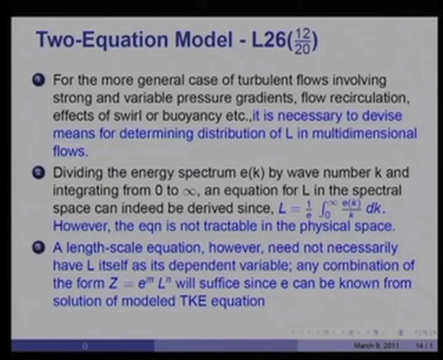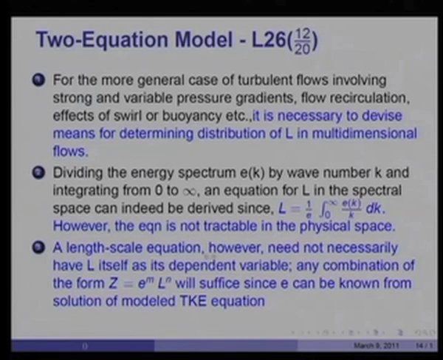So, recall the energy spectrum Ek in wave number space with wave number k, and if we divide this Ek by k and integrate from 0 to infinity, an equation for L in the spectral space can indeed be derived, since L is equal to 1 over e times the integral from 0 to infinity of Ek by k dk. Unfortunately, this equation is not tractable in physical space, and therefore, we need to find some alternative means of determining the length scale. So, a direct equation for a length scale is not possible, which is the need in multidimensional flows with all the effects that I mentioned here.